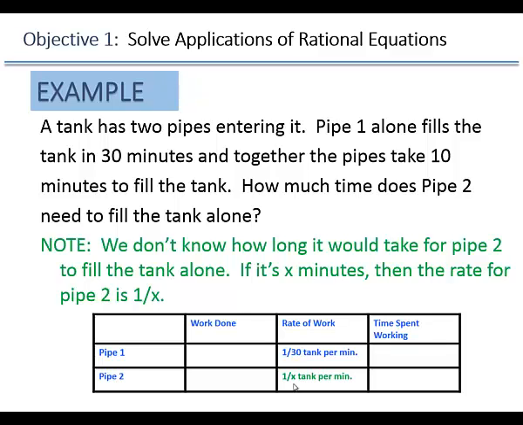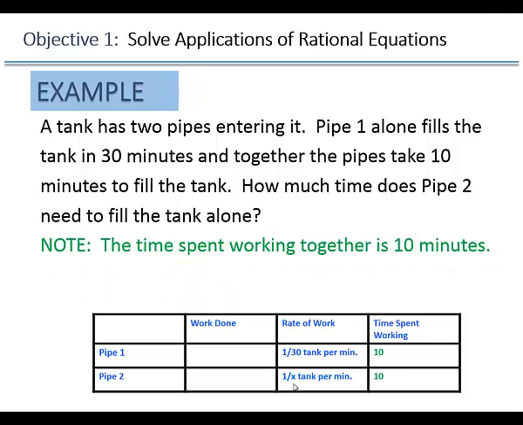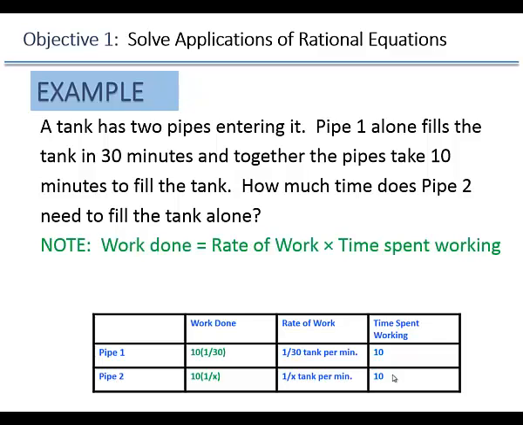Now let's fill in the rest of the table. We're told that they work together, they can fill the tank in 10 minutes. So this time we know our time spent working. They were both working for 10 minutes. And then just like the other problems we did in class, the work done is rate times time. So 10 minutes times the rate of the first pipe will be the amount of work that it does. And 10 minutes times the rate for the second pipe, that's 1 over X, will be the amount of work that it does.